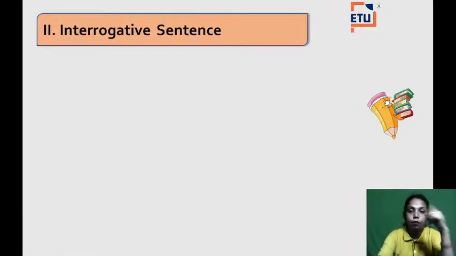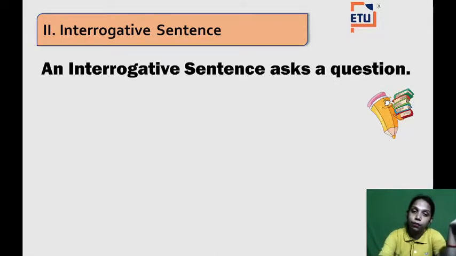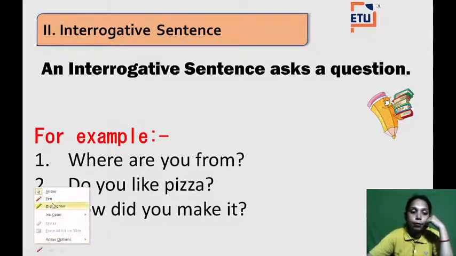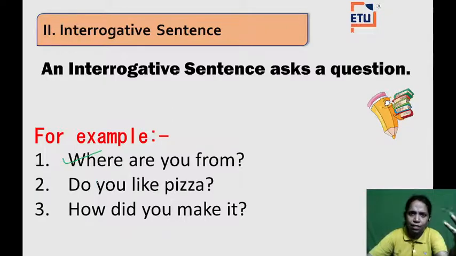Now let's go for the next part. Interrogative sentence. Remember, I told you who is an interrogative sentence. A person who always asks questions. So interrogative sentence is nothing but asking a question. That is a question sentence. An interrogative sentence asks a question. For example, where are you from? Tum kahan se ho? So it's asking a question, right? Where are you from? Do you like pizza? How did you make it? So these are nothing but question sentences.